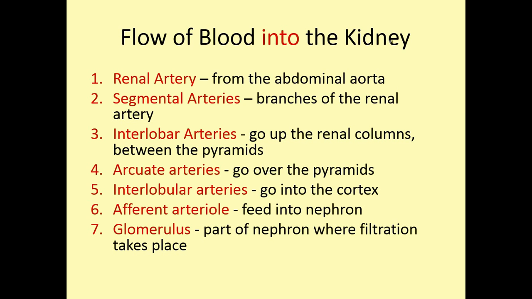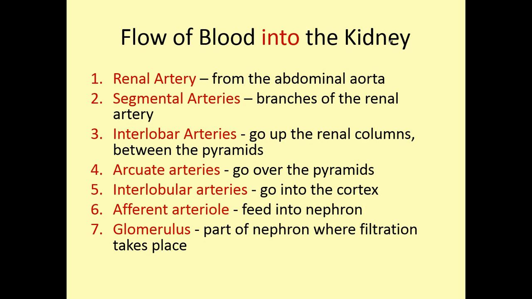Well, each renal artery branches into multiple arteries called segmental arteries, because they're separate segments of the original artery. And then the segmental arteries will branch and form what are called interlobar arteries. Inter means between, or between lobes. We're going to be going between the pyramids of the medulla in areas called renal columns. So think of columns between pyramids. That's where the interlobar arteries will be.